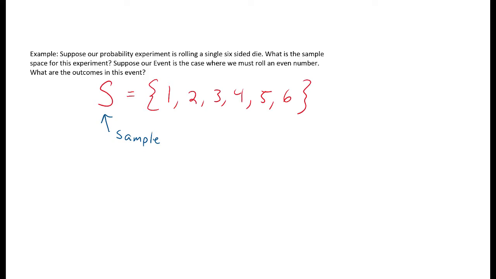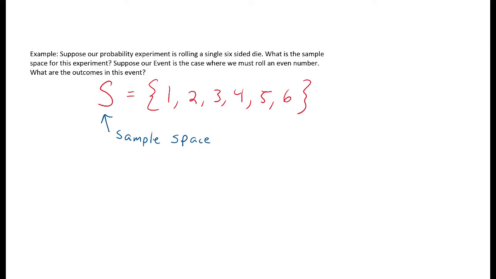Okay, so let's take it from the top here. Our probability experiment is that we're rolling a single six-sided die. Just think of a cube with the numbers 1 through 6 on it. What is the sample space for this experiment? For this example, I'm going to let S denote the sample space. Our sample space will be a collection of all possible outcomes. And when you roll a six-sided die, you can either land on a 1, a 2, 3, 4, 5, or 6. So that is our sample space: the integers 1 through 6.